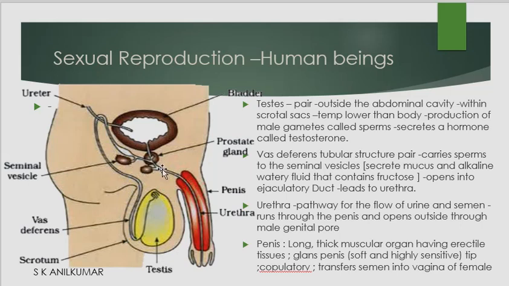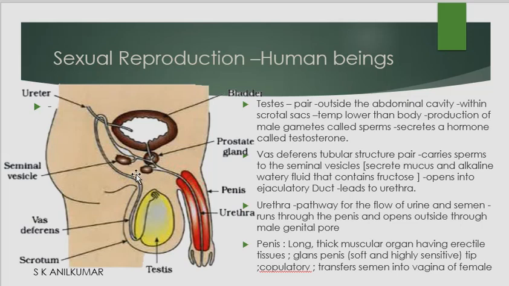What does the seminal vesicle do? It secretes a mucus and alkaline watery fluid that contains fructose. Why fructose? Fructose gives energy for the sperms to survive. It also produces a watery fluid so that the sperms can float or swim. And this seminal vesicle opens into a duct, the ejaculatory duct. This is called the ejaculatory duct, and this opens into the urethra. This is the urethra.